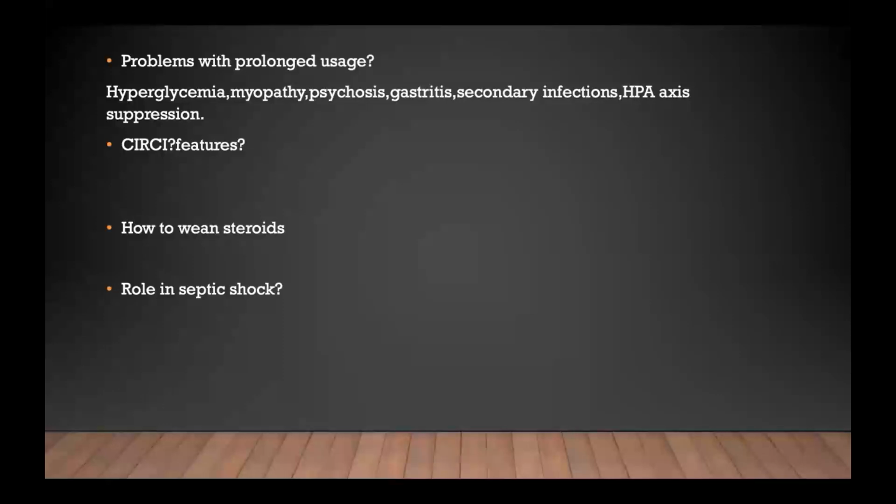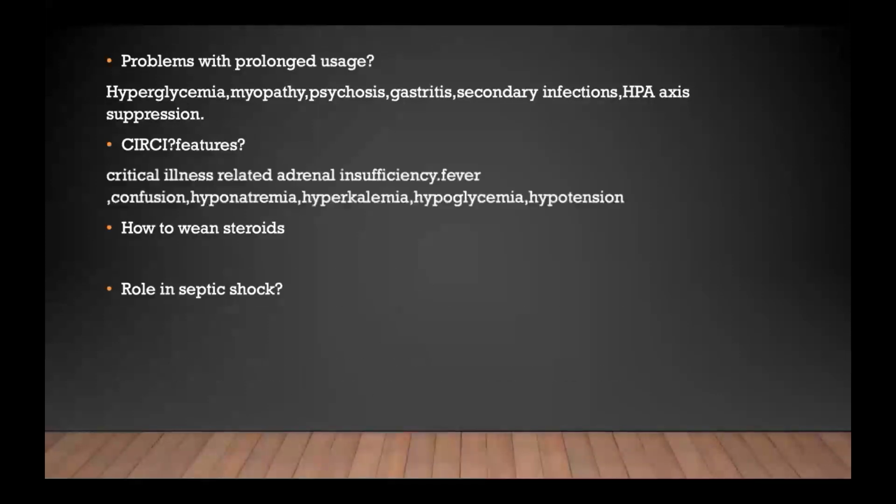The usual electrolytes, sodium and potassium. What happens? Hyponatremia can be a possibility. Hyponatremia and hyperkalemia. Any other clinical features? Persistent fever and confusion can also be features of critical illness related corticosteroid insufficiency.